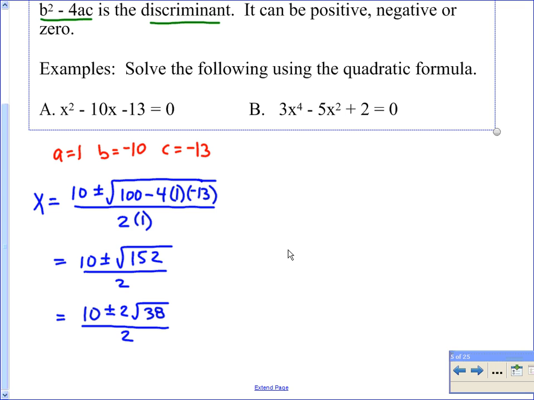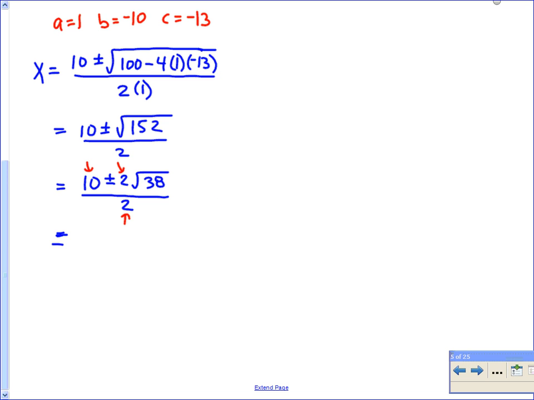And then I can simplify that square root of 152 to get 10 plus or minus 2 root 38 over 2. And then you notice that all of your terms have a factor of 2 in them, so I can divide everything by 2. And when I do, I'm going to get 5 plus or minus root 38. And these would be my 2 solutions in this case.